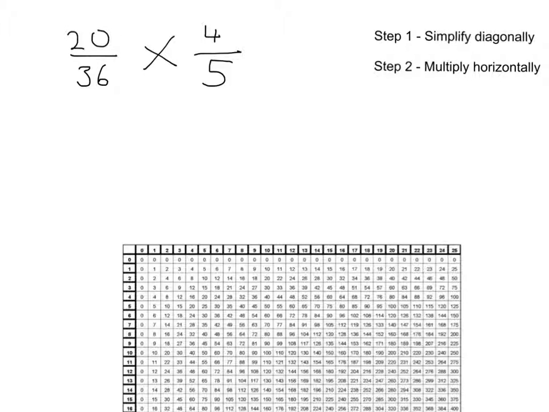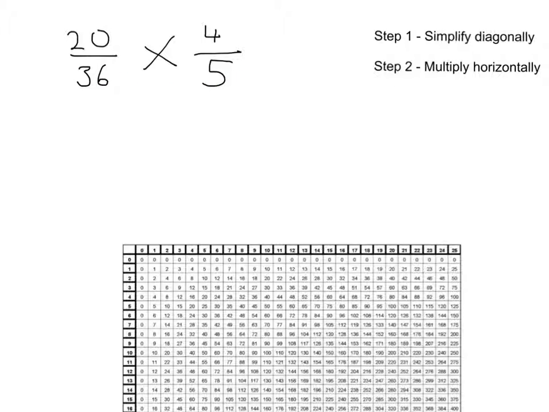Okay, so now we're moving on to multiplication of fractions. And as we discussed in class, there's two steps in order to multiply fractions. The first step is to simplify diagonally, and the second step is to multiply horizontally, meaning multiplying the numerators together and the denominators together.